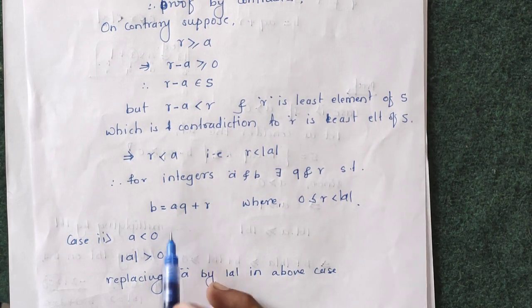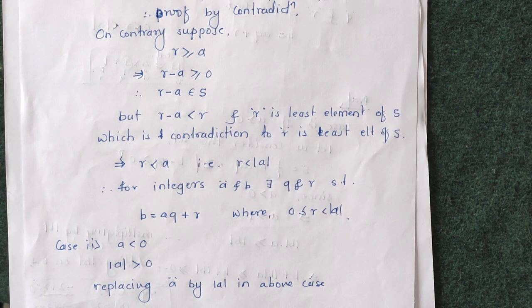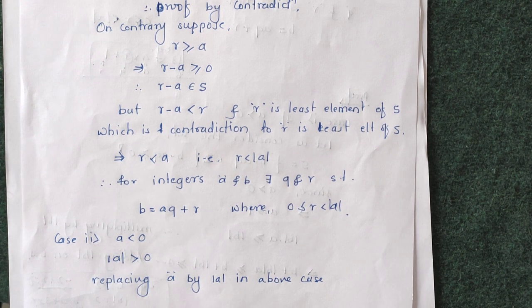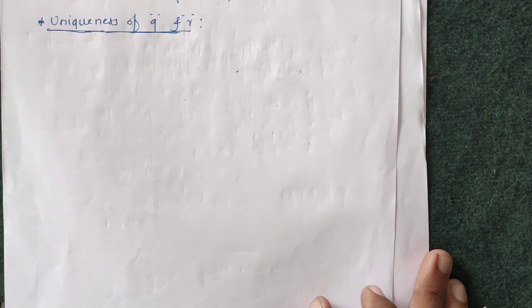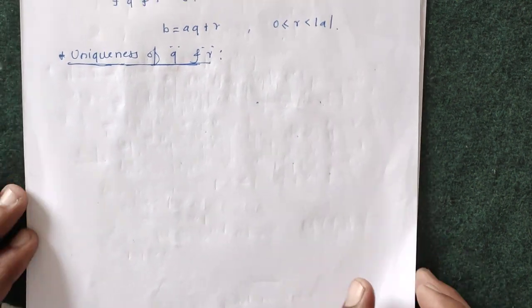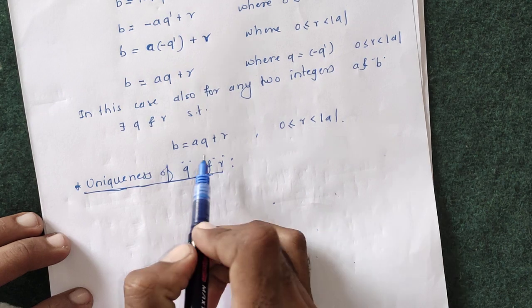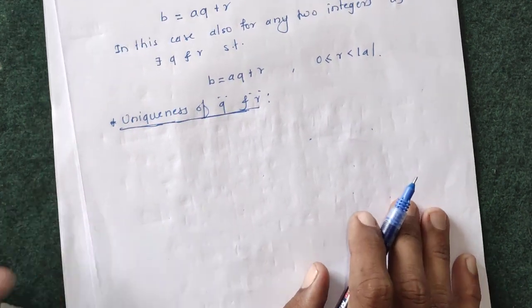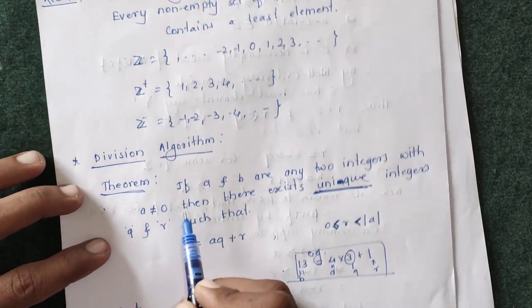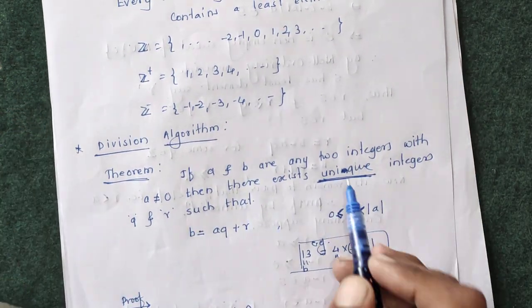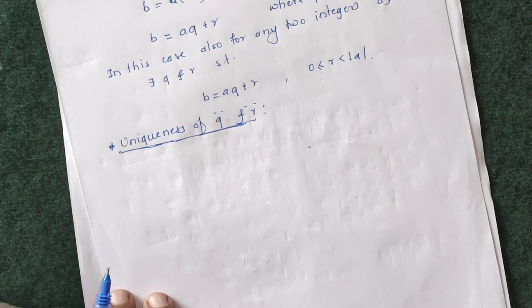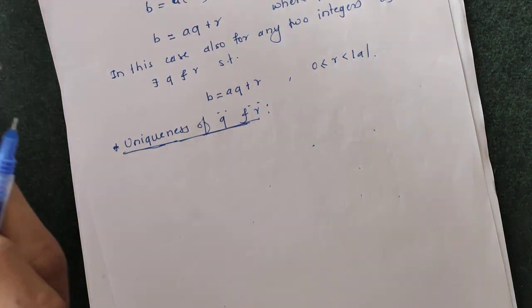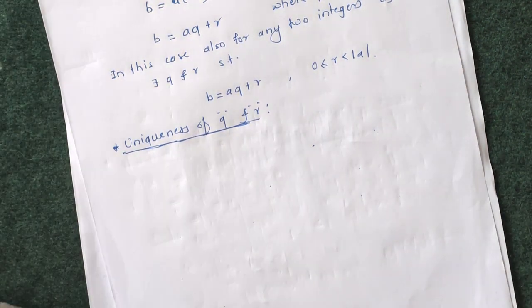Similarly in case two, for a less than 0, mod a is greater than 0. So, replacing a by mod a in the first case, again we get the result b is equal to aq plus r such that 0 is less than or equal to r less than mod a. Now, today it remains to prove that the integers q and r are unique. Today we are going to see the uniqueness of q and r.